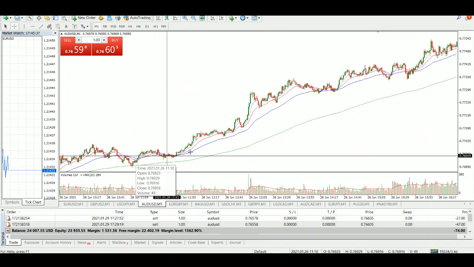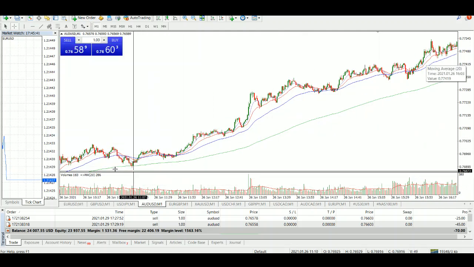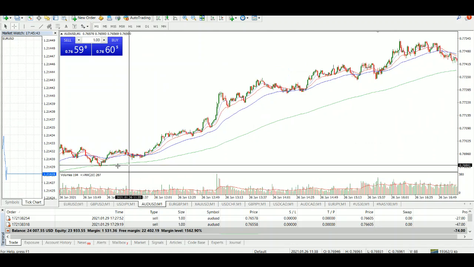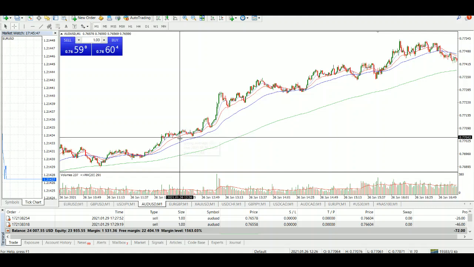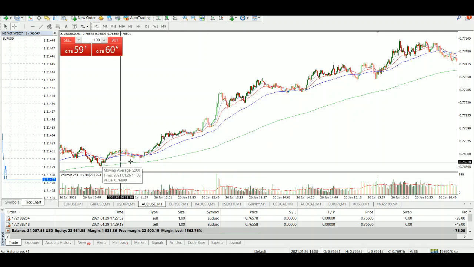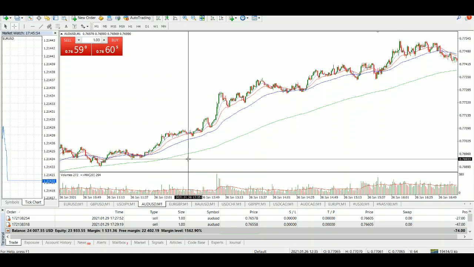But you are not making just 500 points. With one lot, you would be making $500, but because you are accumulating your profits, you will be making much more than $500. It's nothing, because I'm saying one lot just to make things simple, but you will be starting with a 0.01 volume.